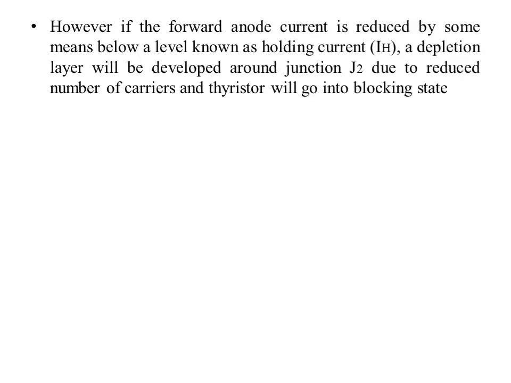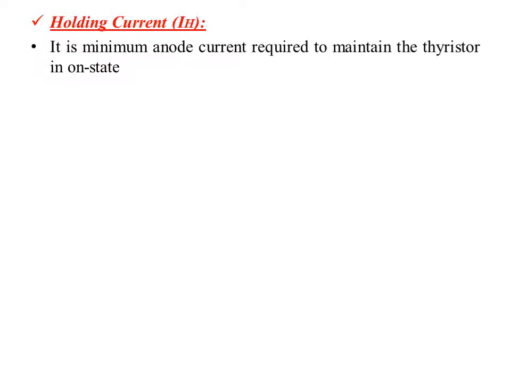If we have to control this large current, we need to develop a depletion layer in junction J2. Only then can we control the current flowing from anode to cathode. This can be done with the help of holding current. So now we'll study what is meant by holding current. Holding current is denoted by IH. It is the minimum anode current required to maintain the thyristor in the on state.